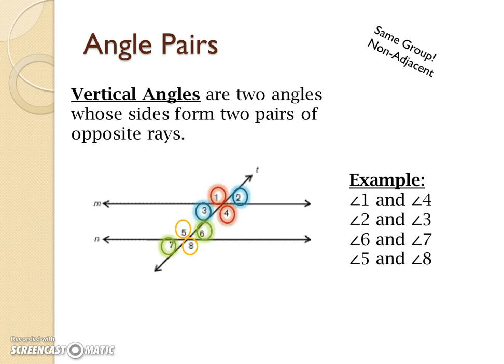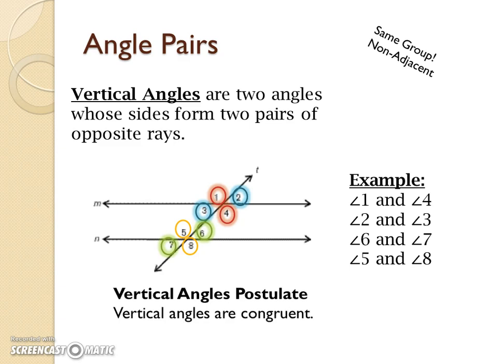Next one's vertical angles. Vertical angles are opposite angles inside one group. So angle 1 and angle 4, angle 2 and angle 3. And in the other group you have angle 5 and angle 8, angle 6 and angle 7. Vertical angles are always congruent. So we know that those measurements are the same.